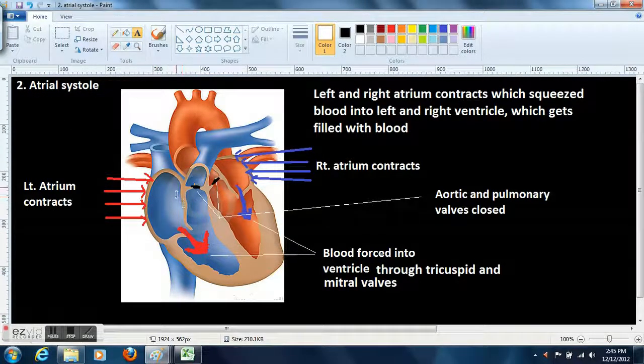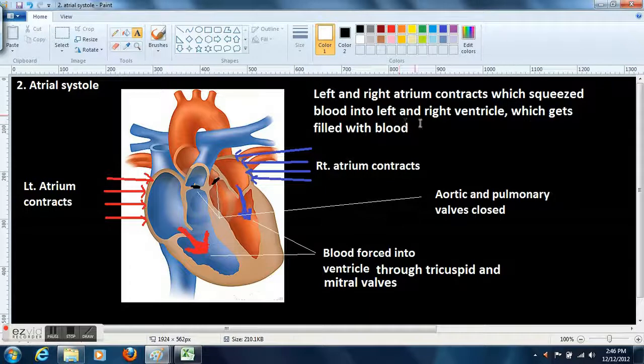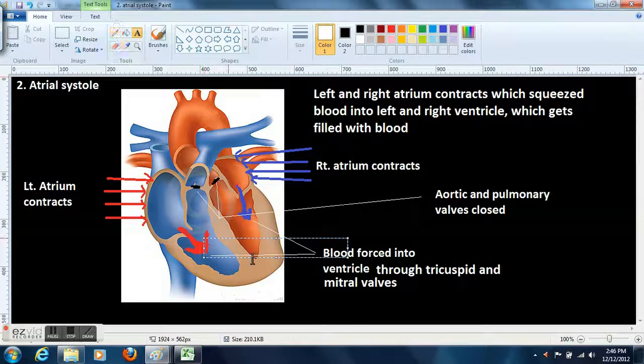Now let us talk about the second step, which is called atrial systole. Here the left and right atrium contract, which squeezes blood into the left and right ventricle, and as a result the right and left ventricle get filled with blood. Of course, the right ventricle will have deoxygenated blood, and the left ventricle will have oxygenated blood. The tricuspid and mitral valves are open, whereas the pulmonary and aortic valves are closed.